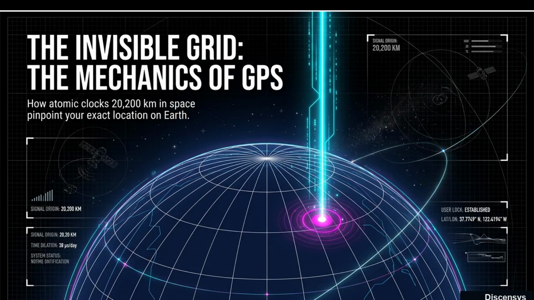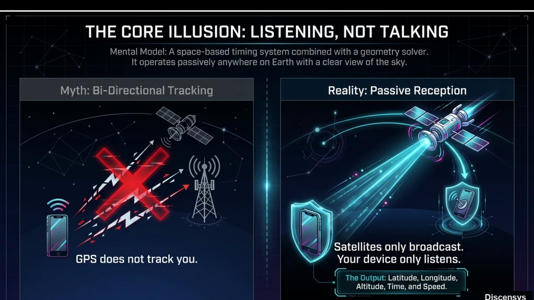We are going to go for the topic of GPS, the mechanics of GPS. First of all, you need to know what GPS stands for. GPS stands for Global Positioning System. Here you can read the text which says how atomic clocks 20,200 kilometers in space pinpoint your exact location on it. You are going to get to know what it actually means in the coming slides. So let's go for the next slide.